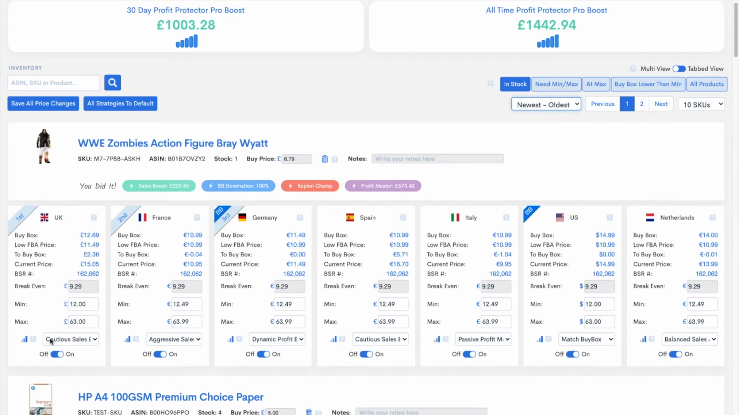We're going to talk through those shortly. Then you can choose which one you want Profit Protector Pro to do there. And then you can switch your repricing on and off at the bottom of each one. So that's what each little box does.